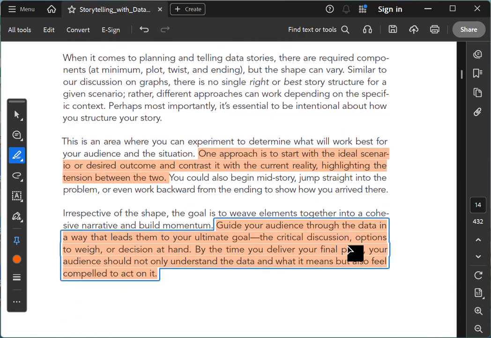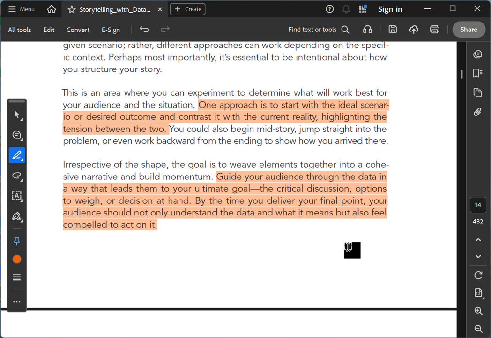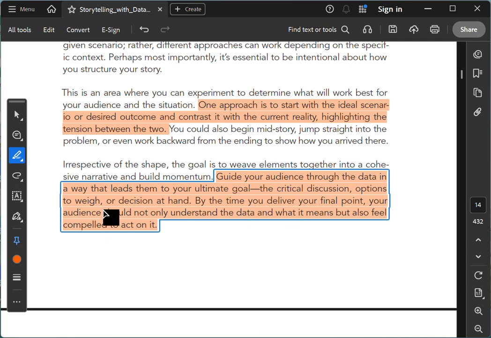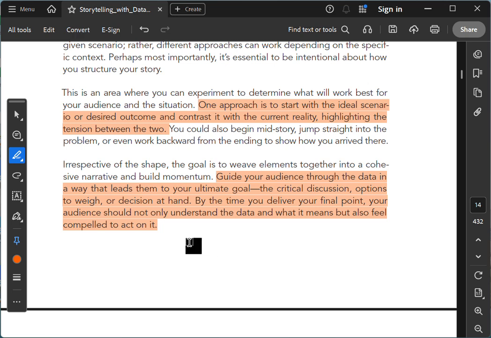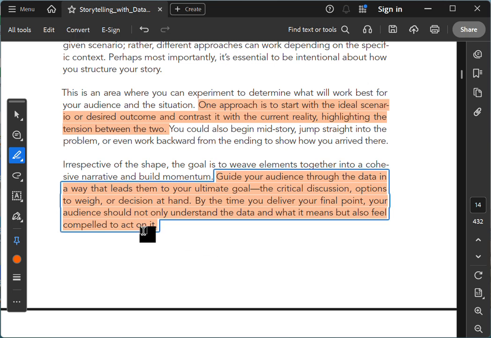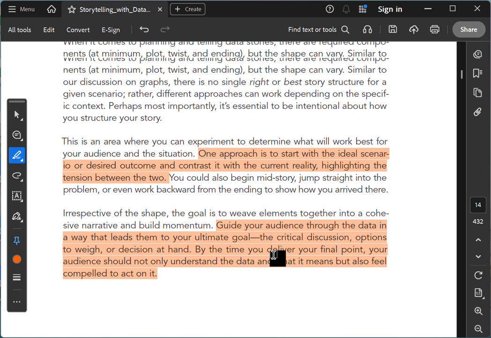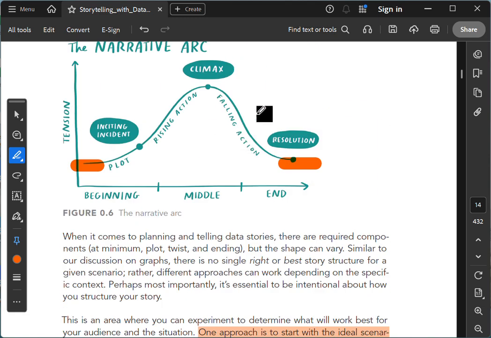The most important thing is that you are helping your audience to go through the data in a way that leads them to your ultimate goal. So here the book says, the critical discussion, the options to weigh, the decisions at hand, you need to guide your audience through all of these things so that by the time you deliver your final point, your audience understands the data and knows what they need to do. They feel that compelling need to act based on what you have said. That way you would have successfully used the narrative arc.